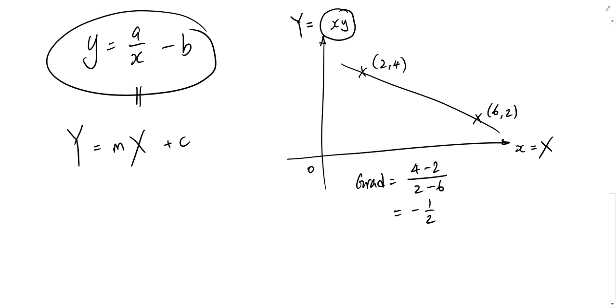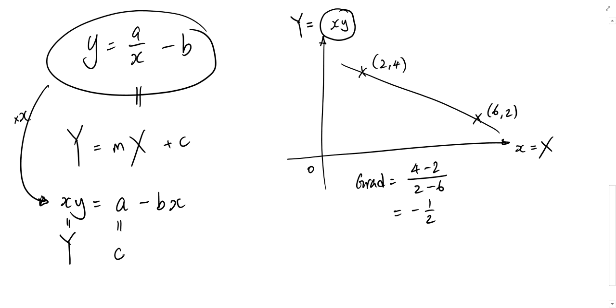Do you know how to convert the original equation such that big Y is xy? Okay, what do we need to do? Times x. So here we multiply by x. Xy equals a minus bx. Am I right? From here, our big Y is obviously our xy. What does this a represent? This is our c, in other words, our vertical axis intercept. What does the minus b represent? Gradient, which is m, which we already found, right?